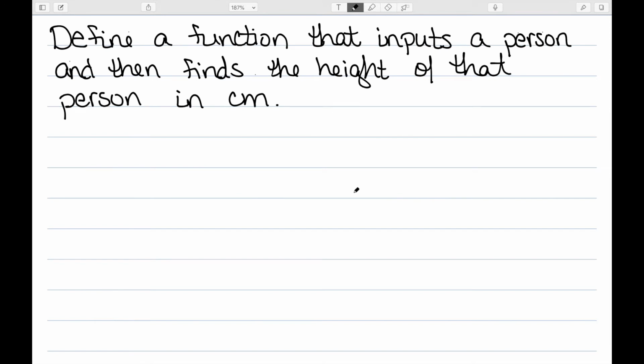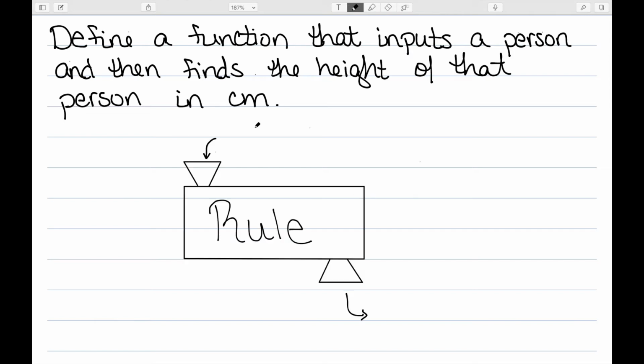Let's define a function that inputs a person and then finds the height of that person in centimeters. If we go back to our function machine, our inputs would be people, so I could input a person into my machine, and I output a number that corresponds to their height, given in centimeters. And this would be a function because for every person, we get exactly one height. Every person has exactly one height at a given time. So this would be a function.